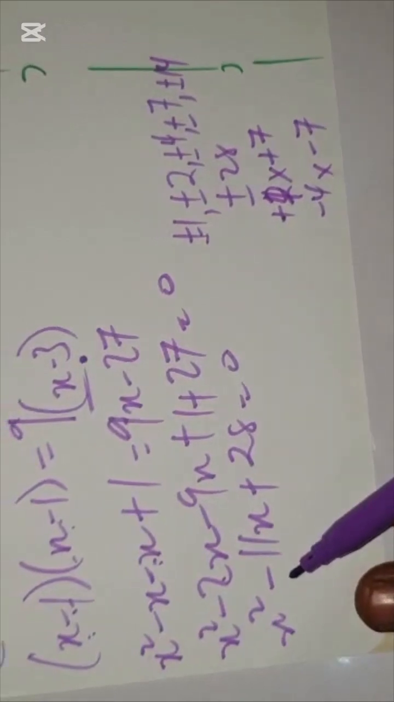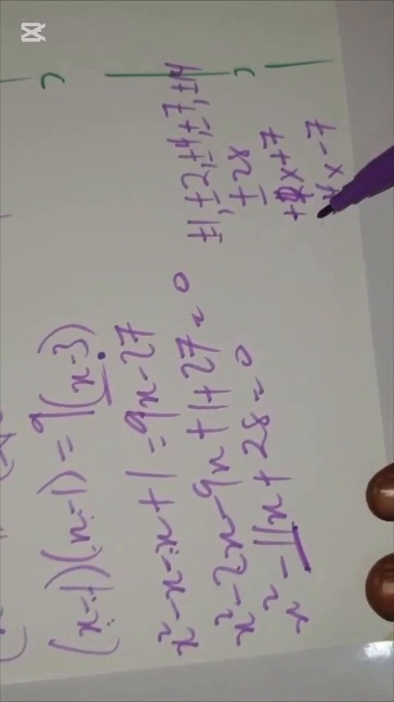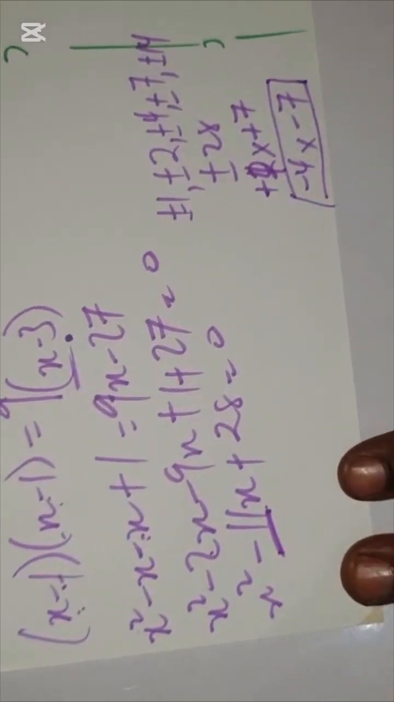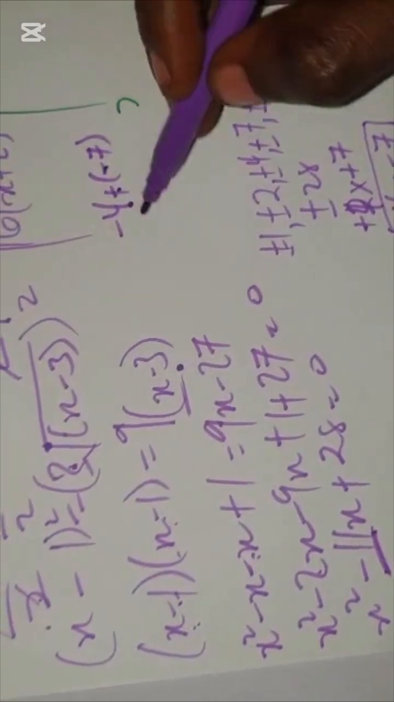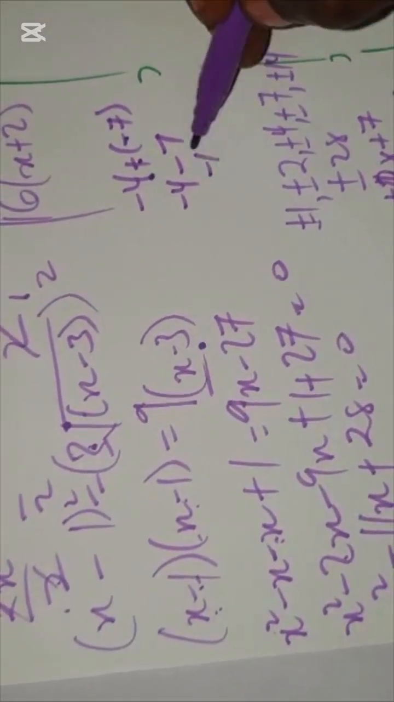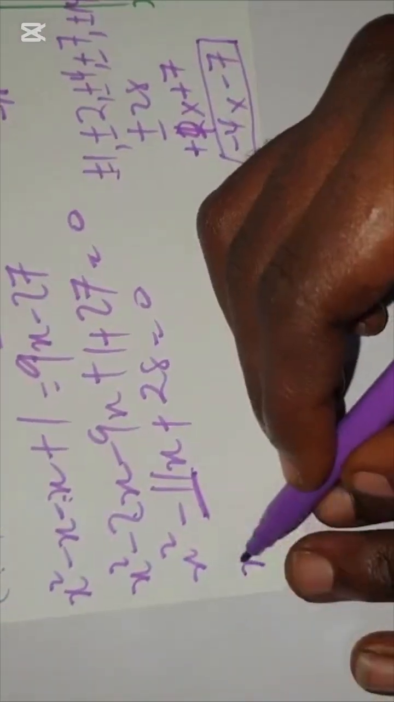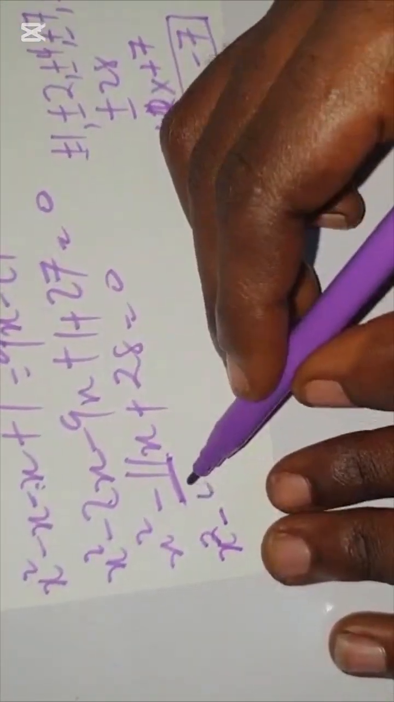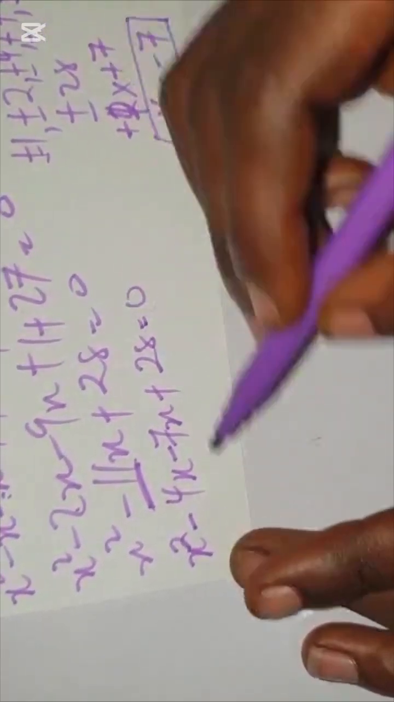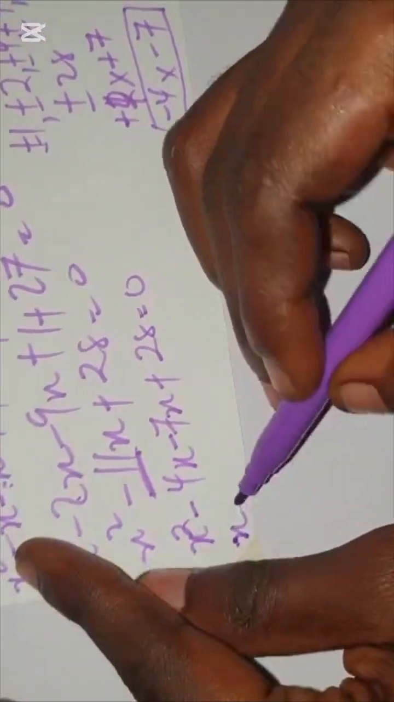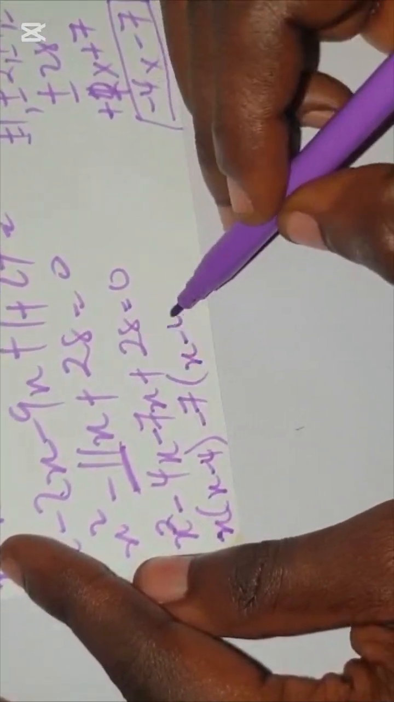But then the coefficient of the variable x here is minus 11. So we're going to use minus 4 and minus 7, because minus 4 plus minus 7, positive and negative, we get a negative. This gives minus 11. So remember, it's like we are splitting this into 2. So x squared minus 4x minus 7x plus 28 equals 0. So we have x times x minus 4 minus 7 times x minus 4.